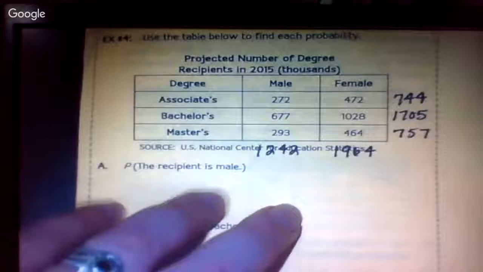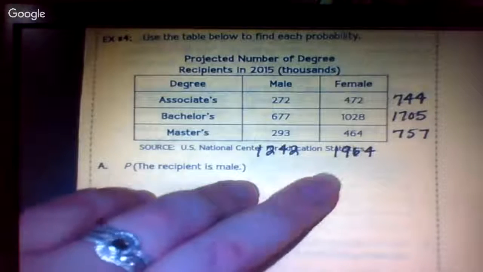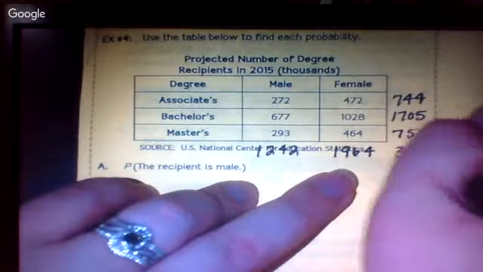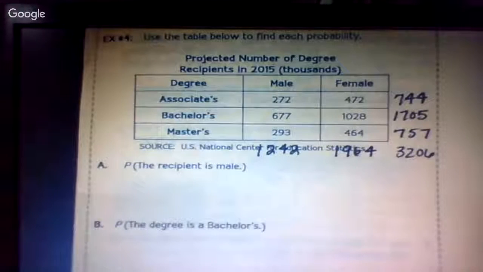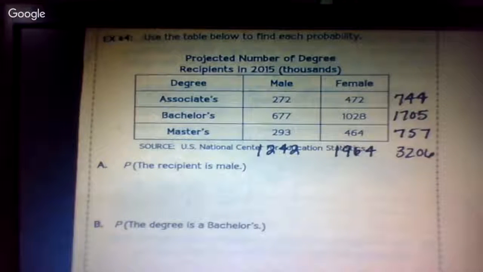As soon as somebody gets a grand total. 3,206. I was so close. She's our saving grace. She saves our butt.